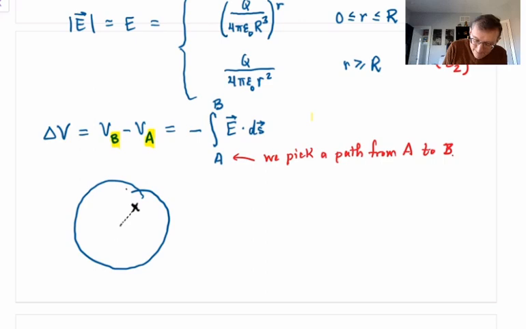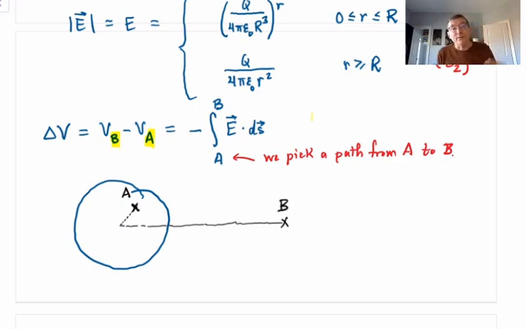There's the point A at the 45-degree line, halfway out to the surface. And roughly, there's the point B, due right from the center at a distance 3r. Here comes the path. We're going to start at A and end at B.